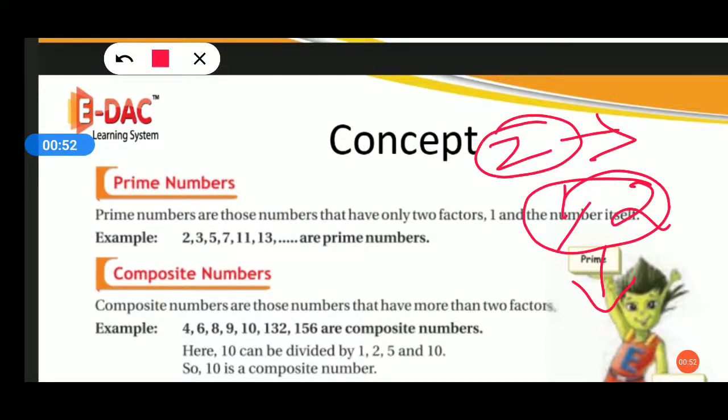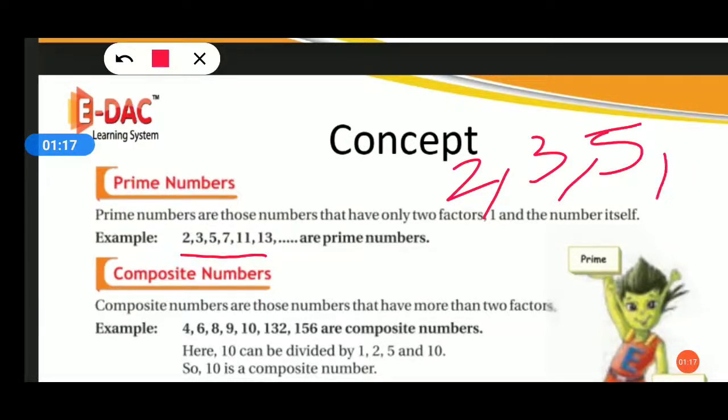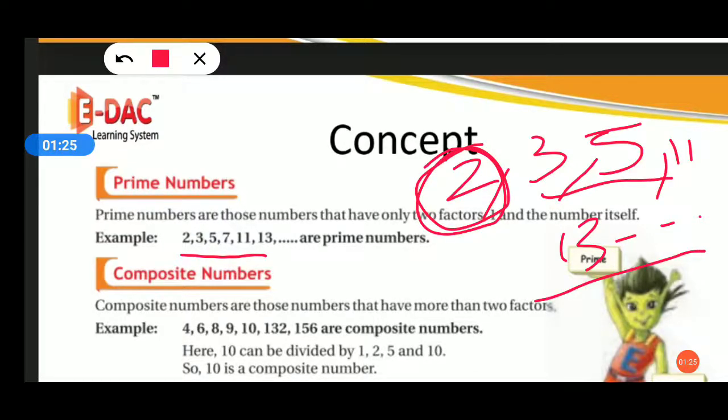Every number is divisible by 1, right? So it will have 1 as a factor, and 2 is the number itself. Any number which has only 1 and the number itself as factors is a prime number. Some examples of prime numbers: 2, 3, 5, 7, 11, 13. 2 is the only even prime number, and the other prime numbers are odd numbers. 2 is an even number, and the other numbers, 3, 5, 7, 11, 13, are all odd numbers.